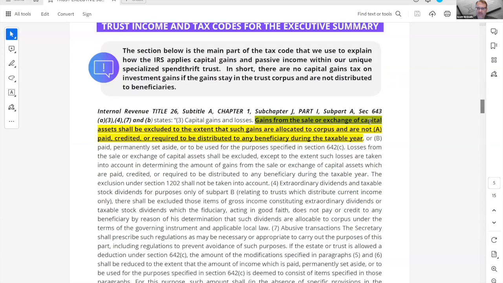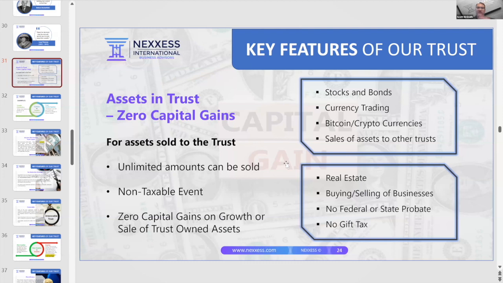A rental property, that's a capital asset. The home I live in is capital. It says gains from the sale or exchange of capital assets shall be excluded. Right there, it's excluded, to the extent that the gains are allocated to corpus and you don't pay, credit or require distribution to your beneficiary. That's what I was explaining a minute ago. So that's the number one reason people buy the trust, in my opinion. They want to be able to flip properties and flip all their assets and sell things without creating taxes. It's real important. All right.